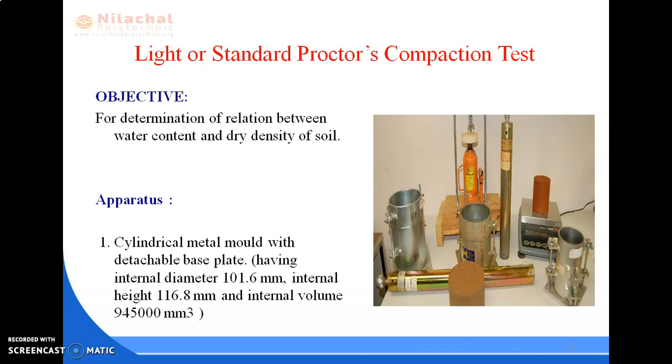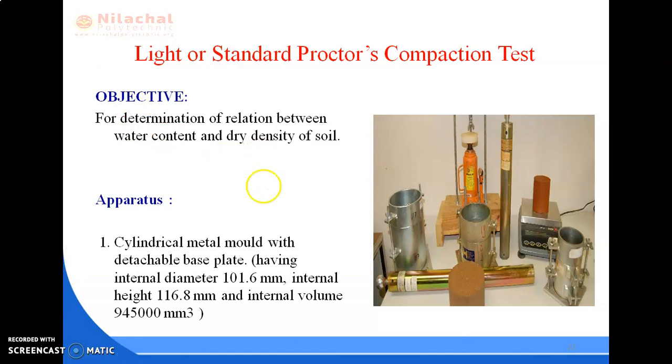So, let us do a practical or a laboratory test. It is an important test. This is the light or standard Proctor's compaction test. The standard Proctor test was developed by R. Proctor in 1933 for the construction of earth-filled dams in the state of California. And this test we do to find out the relation between water content and dry density of soil.